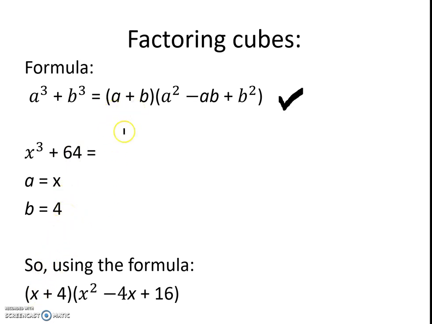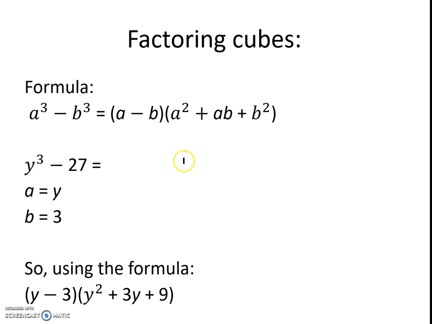If we're doing a and b, it's x plus 4. And we do our a squared, which is x squared, and minus ab. Minus ab is our 4x, and plus 16 is our b squared. So our answer is simply the quantity x plus 4 times x squared minus 4x plus 16.